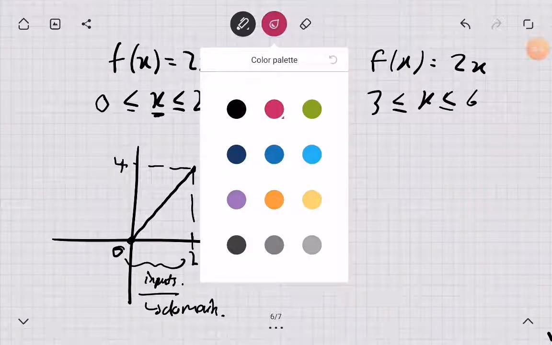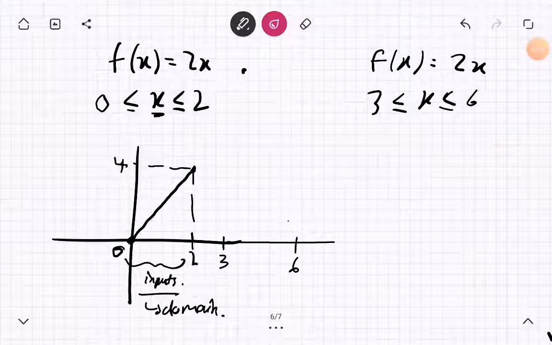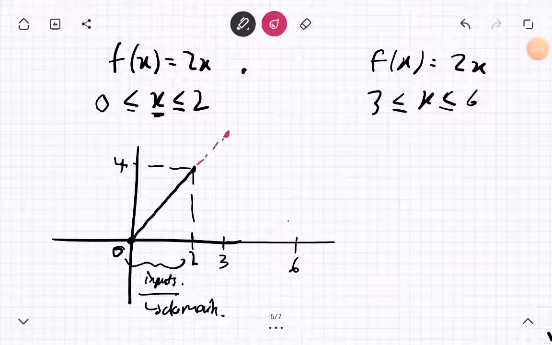Okay, so it should follow the same line. So let me start somewhere here. Yep, correct. But this dotted line should not exist. Okay, so this will be 3. This will be the point for the input 3, and then you bring a line from there.